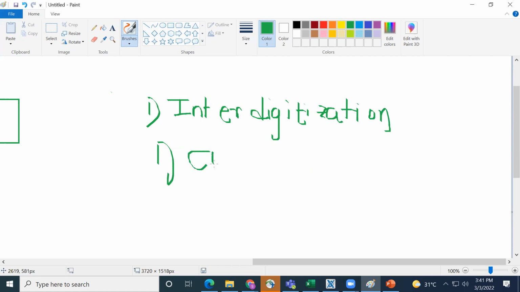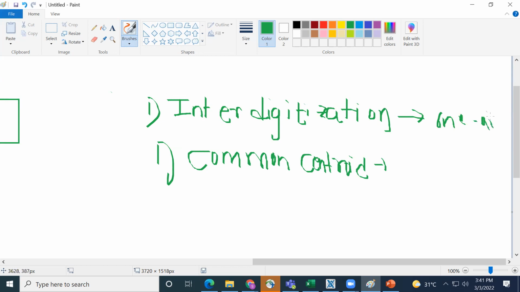Second is common centered. Interdigitization means you have to do matching in one axis, one direction, either one row or one column. That is called one direction. Here this is two dimensions: X and Y direction you have to match. That is called common centered. Only one direction. Understand? Interdigitation and common centered.